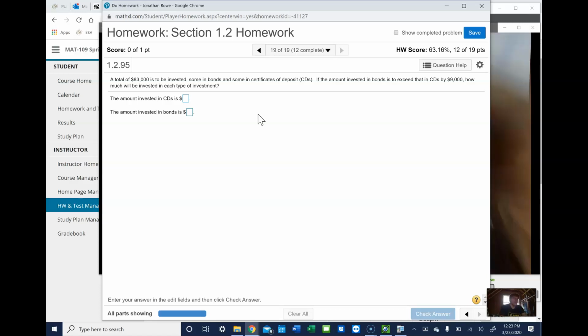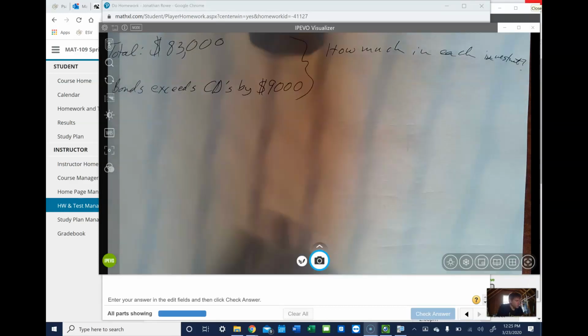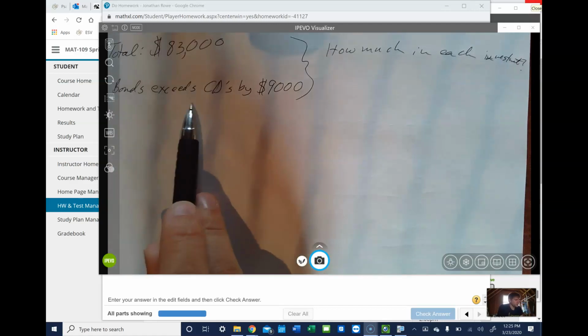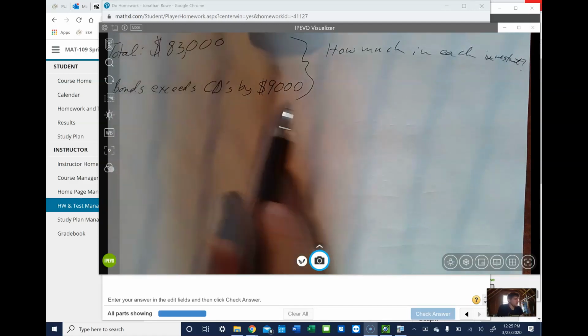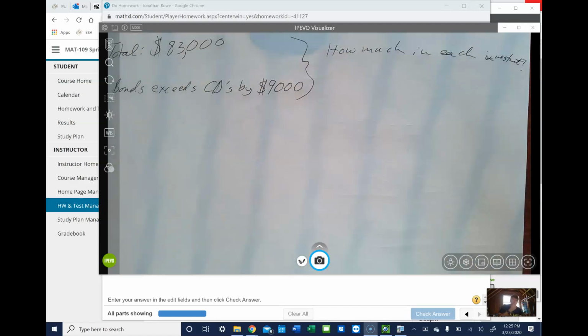So let me write down that information. Pause it so you won't have to. Okay, so I just wrote down the pertinent information here. The total is $83,000. The bonds are supposed to exceed the CDs by $9,000. And the question is, how much should we invest in each investment?